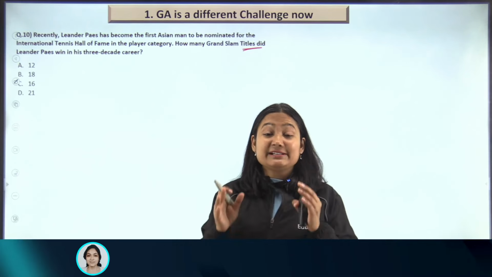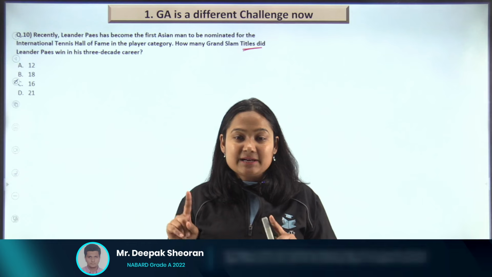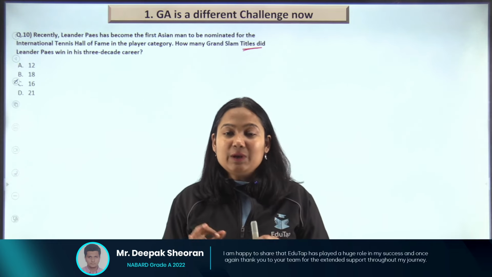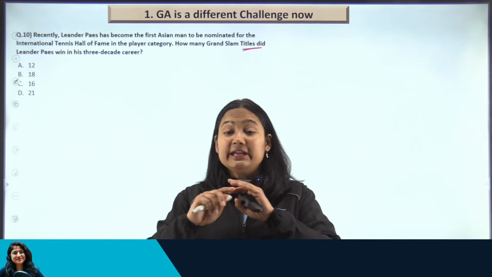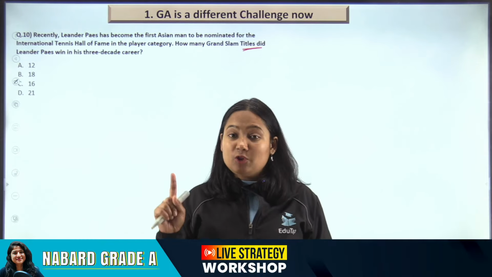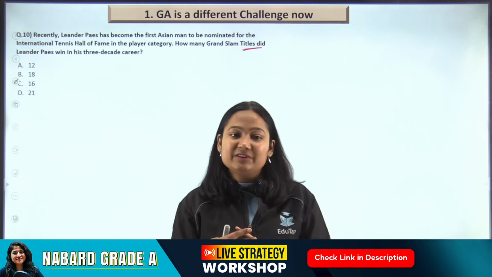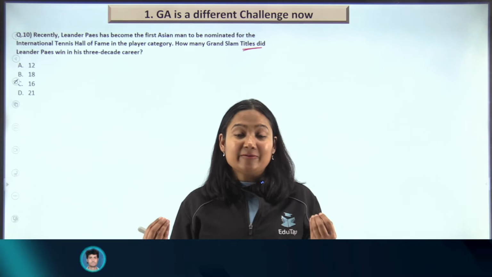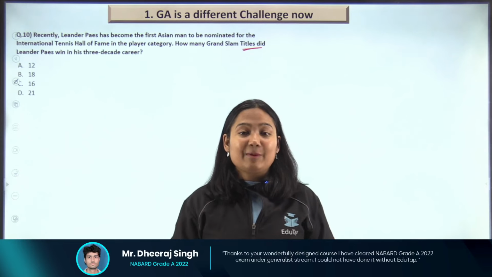GA is a different challenge, and to crack it, focus on the 5th step that I have told you. You need to cover current affairs in depth, and for GA particularly, you will have to cover current affairs in all dimensions now. Not only banking awareness, and also don't go reading about dams or biosphere reserves. That kind of static GK is not required for general awareness of the NABARD Grade A examination.